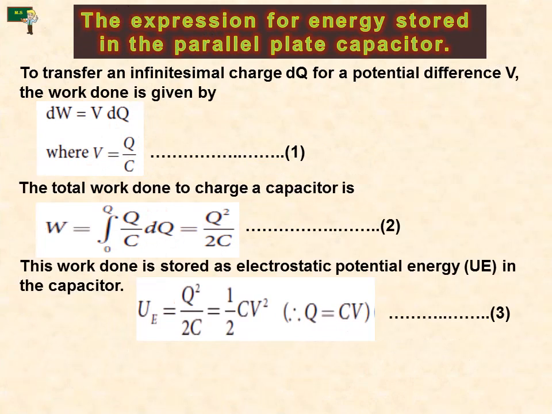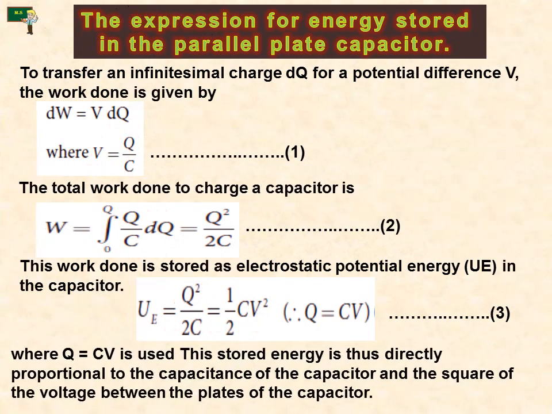This work done is stored as electrostatic potential energy U_E in the capacitor. And U_E is equal to Q square by 2C or 1 by 2 C V square, because Q is equal to C into V. Where Q equal to CV is used, the stored energy is thus directly proportional to the capacitance of the capacitor and the square of the voltage between the plates of the capacitor.